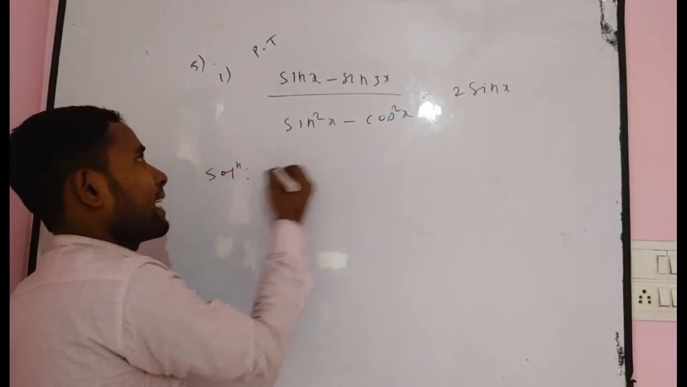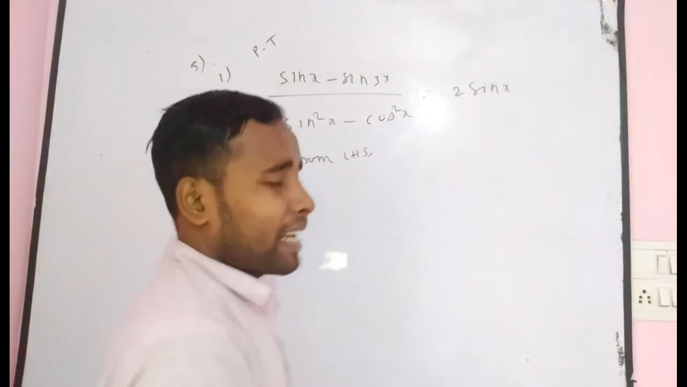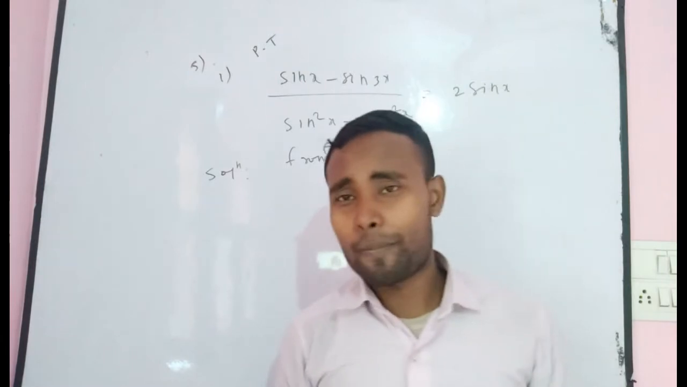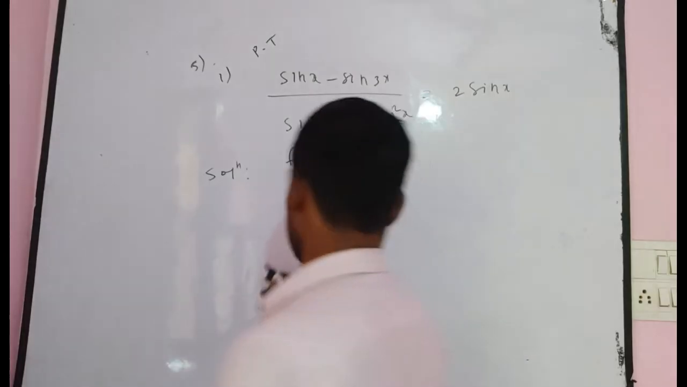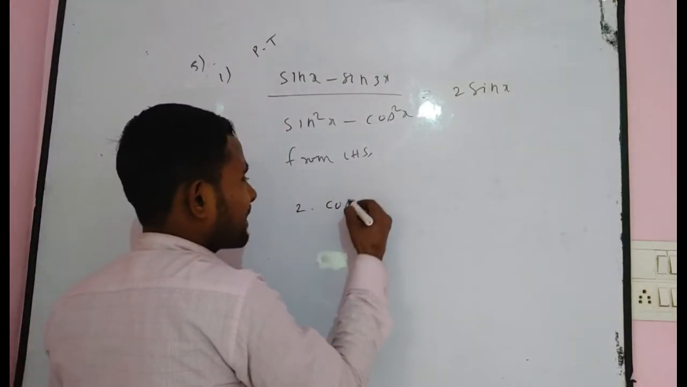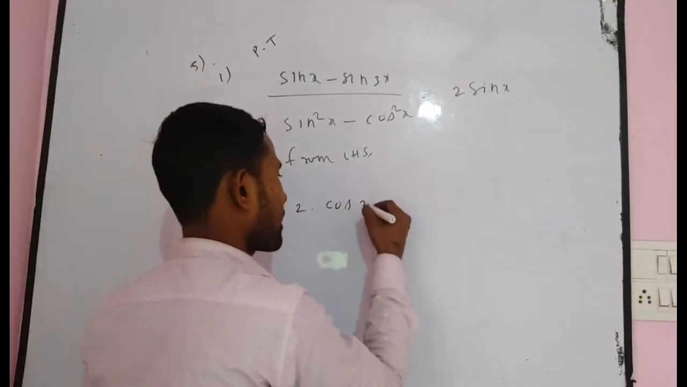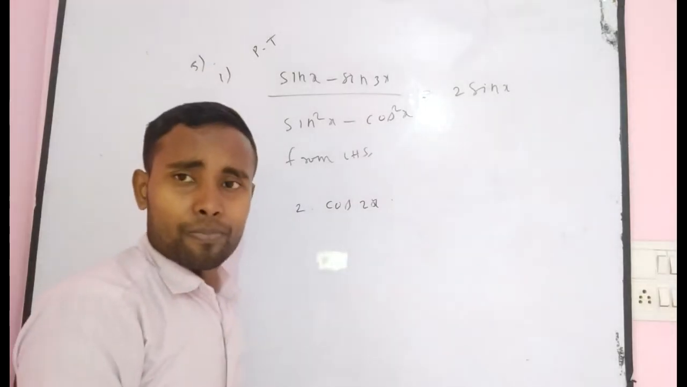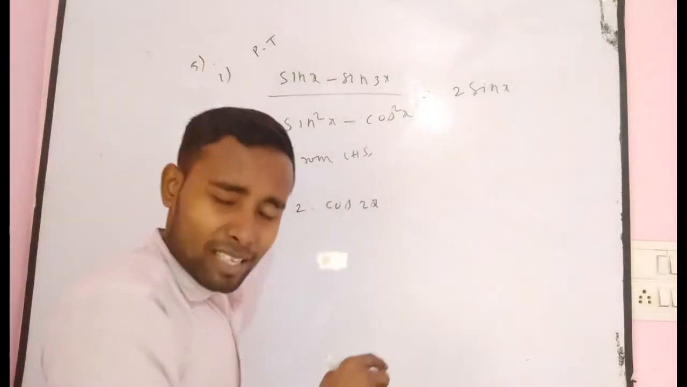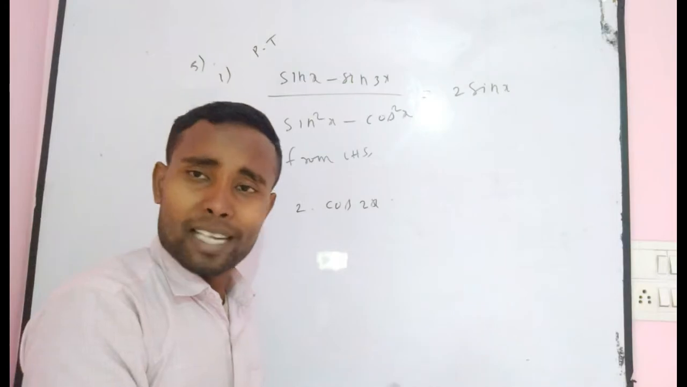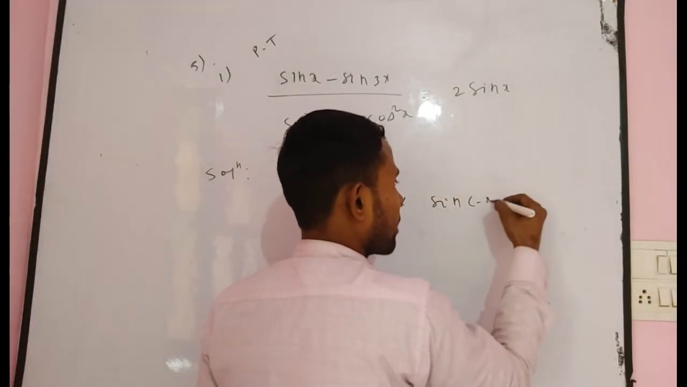Simply, you have to proceed again from the LHS. I want to ask a simple question. What is the formula of sin C minus sin D? You definitely tell me 2 cos (C plus D) by 2, that means x plus 3x, that means 4x by 2, that means 2x, into sin (C minus D) by 2. That means sin (x minus 3x), that means minus 2x divided by 2, minus x. That means definitely you write minus sin x.